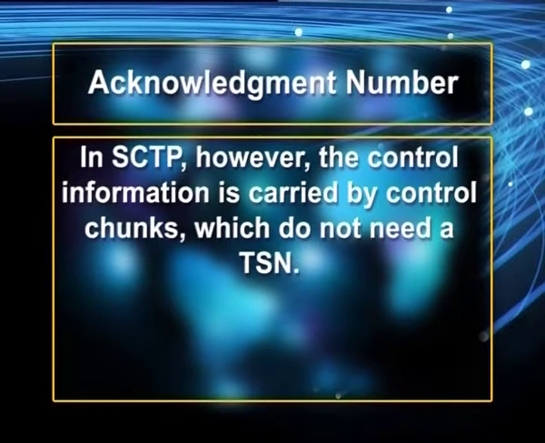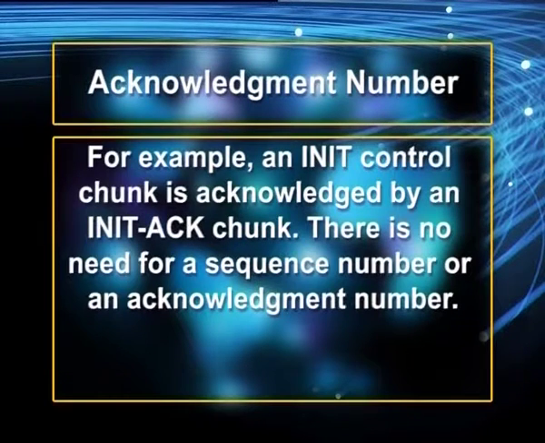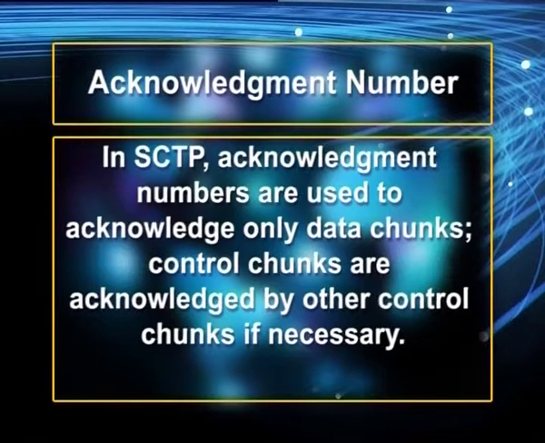In SCTP, however, the control information is carried by the control chunks, which do not need a TSN. These control chunks are acknowledged by another control chunk of the appropriate type. For example, an INIT control chunk is acknowledged by an INIT ACK chunk. There is no need for a sequence number or an acknowledgement number. In SCTP, acknowledgement numbers are used to acknowledge only data chunks. Control chunks are acknowledged by other control chunks if necessary.